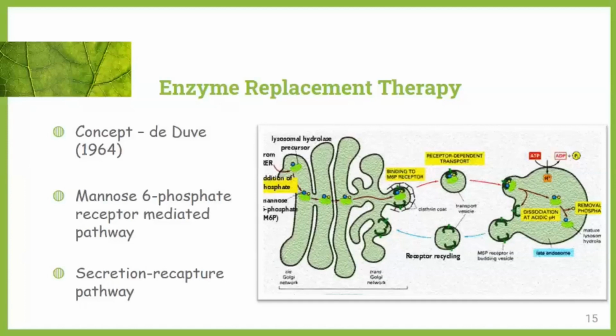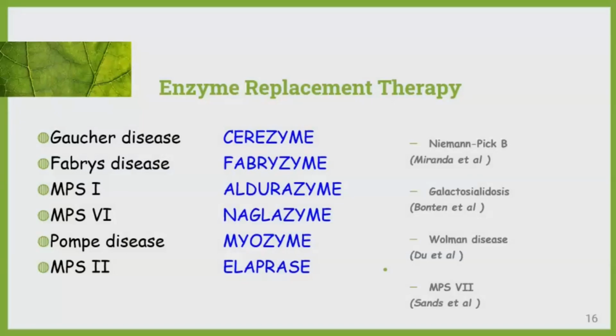Enzymes are actually formed in the endoplasmic reticulum and transported into the lysosome by the mannose-6-phosphate receptor mediated pathway. This concept was given by Dewey in 1964: if you give the enzyme from outside, we can inject the enzyme. If mannose-6-phosphate can recognize that enzyme, it can be engulfed and put into the lysosome. So wherever deficiency is there, that deficiency can be corrected. That is called the secretion recapture pathway.